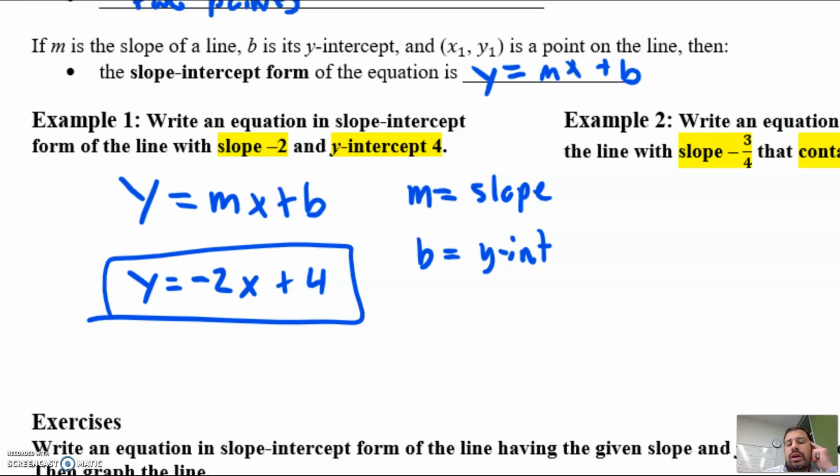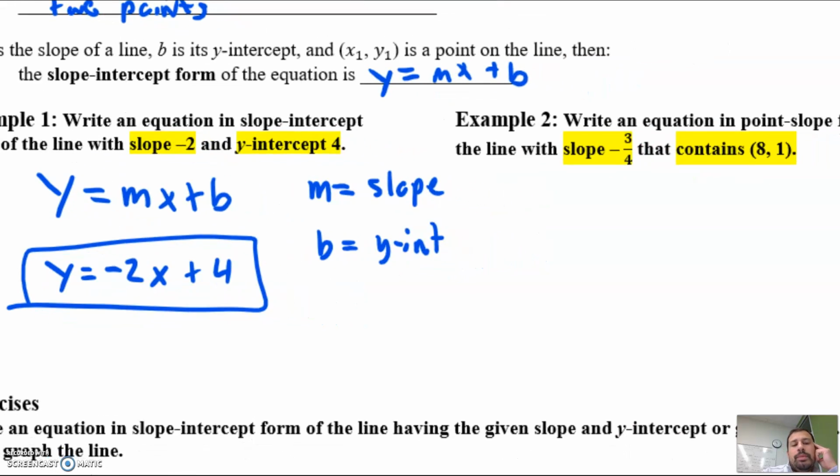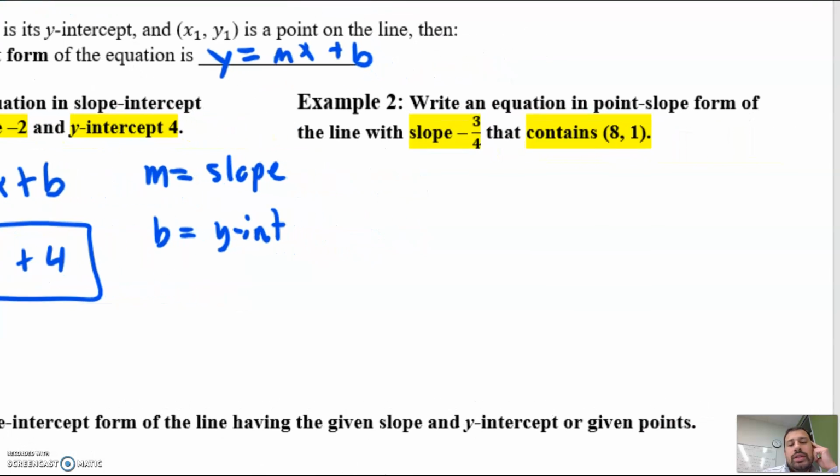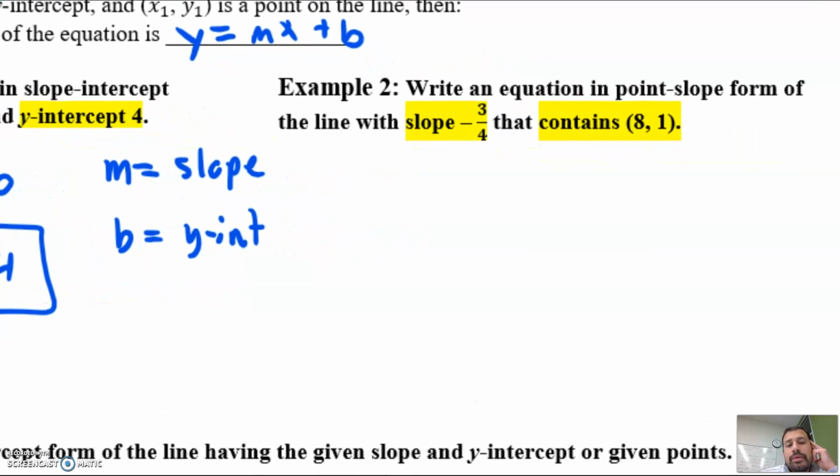If I graphed this line, it would start at 4, and it would go down 2 and over 1. Okay, let's try another example here. In this example, it says write an equation in point-slope form of the line with a slope of negative 3/4 that contains the point (8, 1).